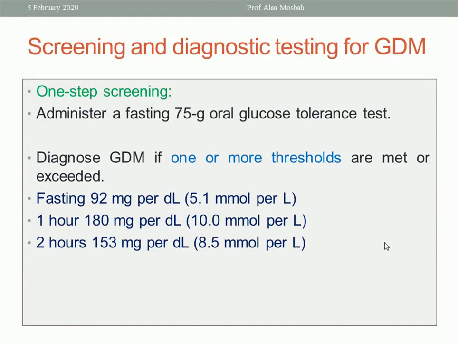One-step screening test. How can we do it? We administer a fasting 75-gram oral glucose tolerance test. Diagnose gestational diabetes mellitus if one or more thresholds are met or exceeded: fasting 92 mg per deciliter, 1 hour 180 mg per deciliter, 2 hour 153 mg per deciliter.